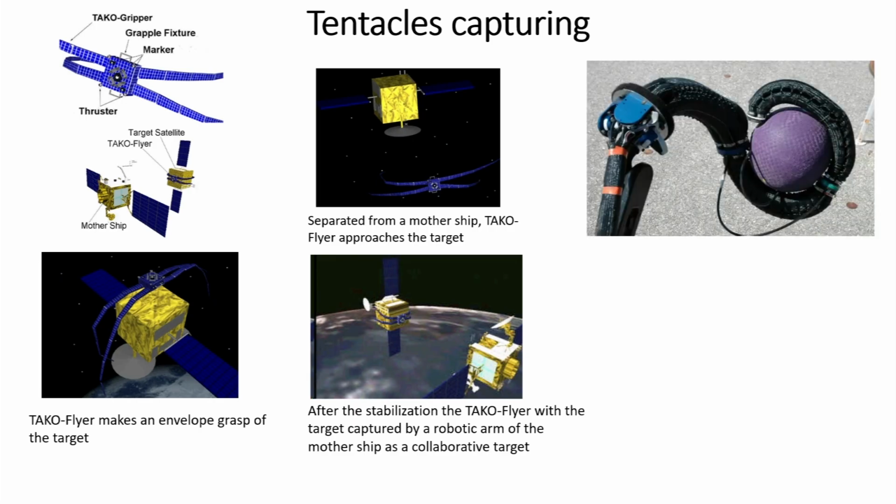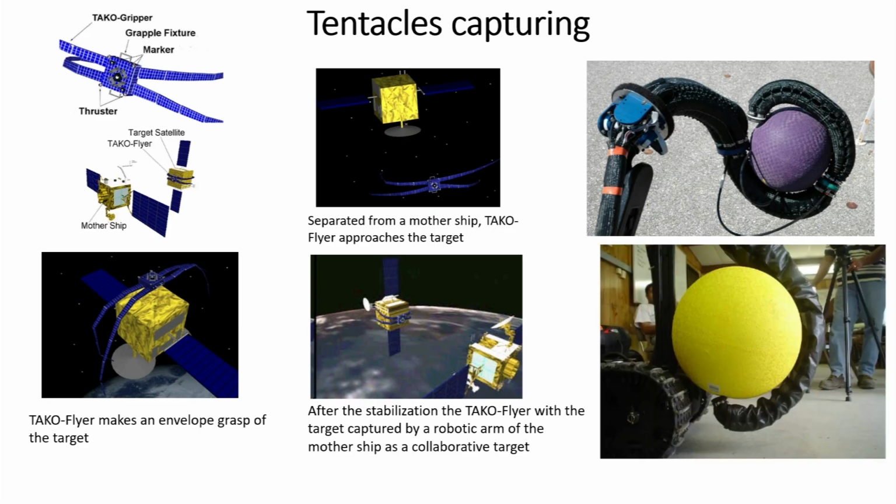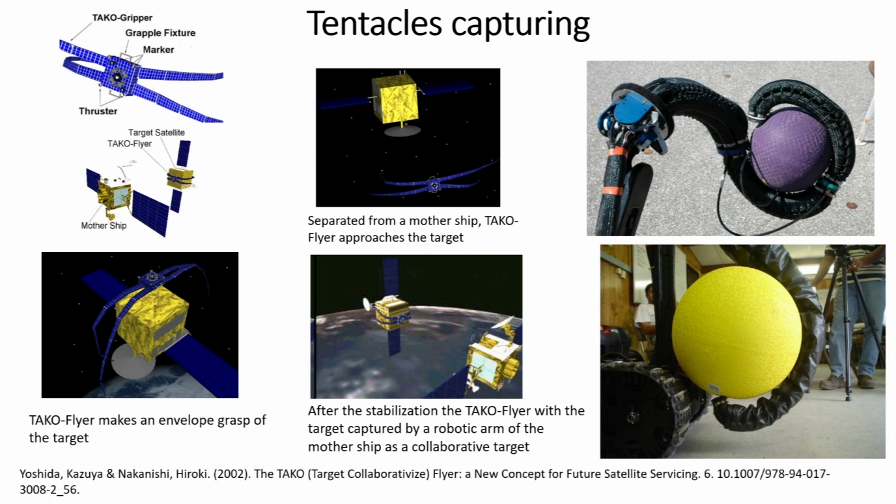So, this was showing the other type of gripper. It is very flexible, and there is a lot of activity going on. This shows how it is being tested. This material has been taken from this paper.